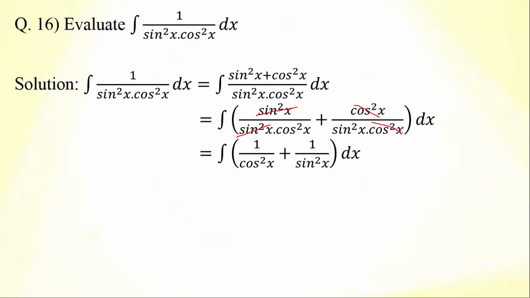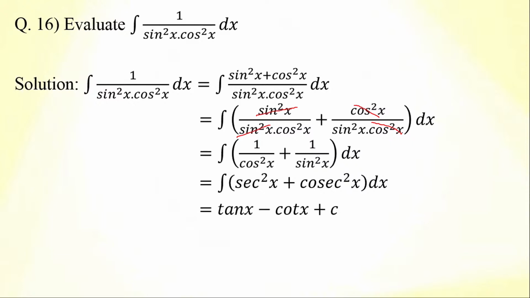And it will lead to 1 upon cos square x plus 1 upon sin square x, which will become sec square x plus cosec square x. These are standard functions. We have their formulas with us. So it becomes tan x minus cot x plus c.